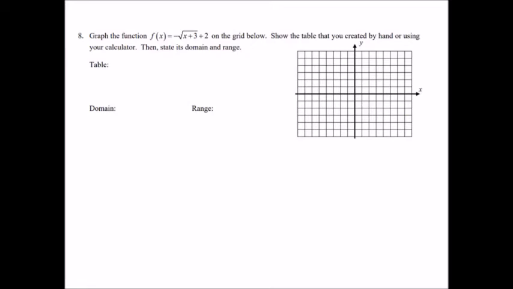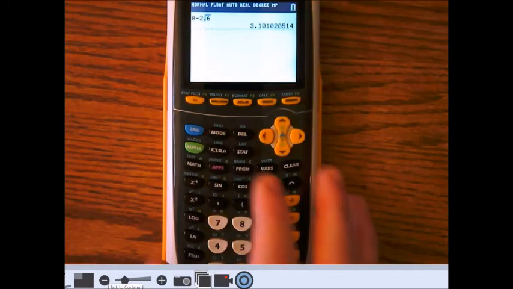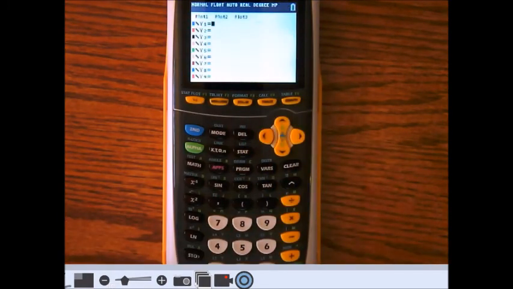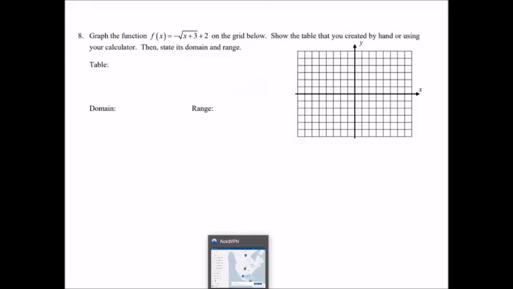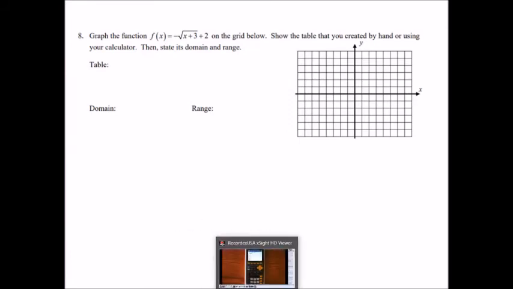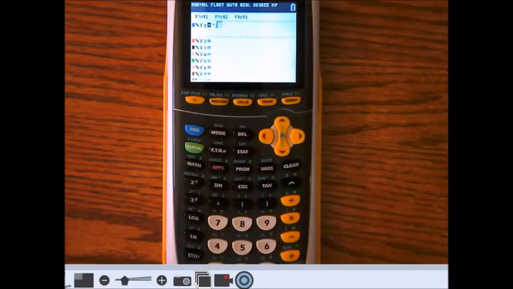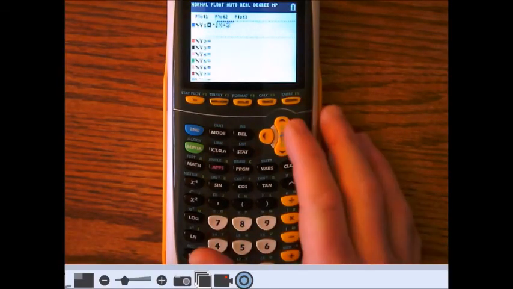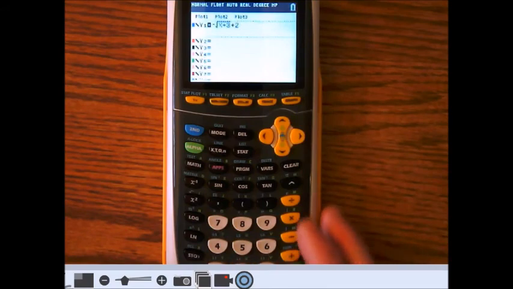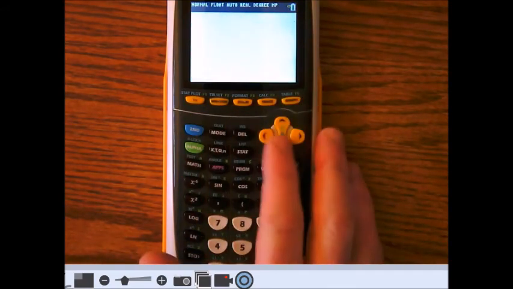All right, number 8. Graph the function f of x equals negative square root of x plus 3, plus 2 on the grid below. Show the table that you created by hand or using your calculator. Then state its domain and range. Let's use a calculator. So y equals, I'm going to have to look back at it, negative square root of x plus 3, plus 2. X plus 3, move the cursor out of the square root, and then plus 2. So let's look at the table first.